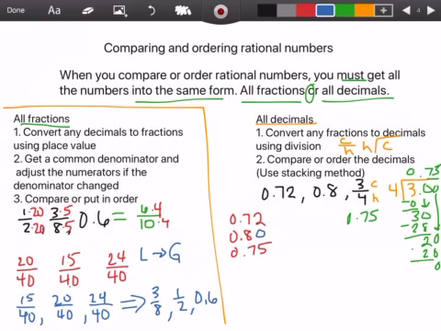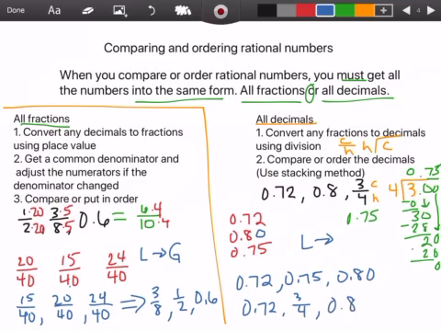And now we can compare. Let's say again if we go least to greatest. I have 0.72, 0.80, 0.75. Obviously the 70s are going to be the least, and 0.72 is my least. Next is the 0.75, and then the 0.80. And if I were to write those using the original forms, 0.72, 3/4, that's the 0.75, and then 0.8.